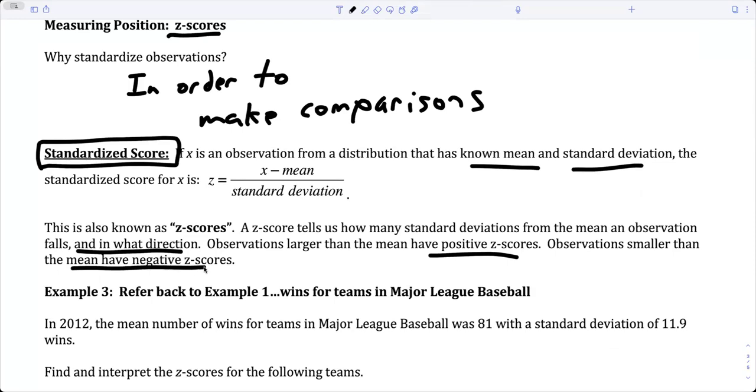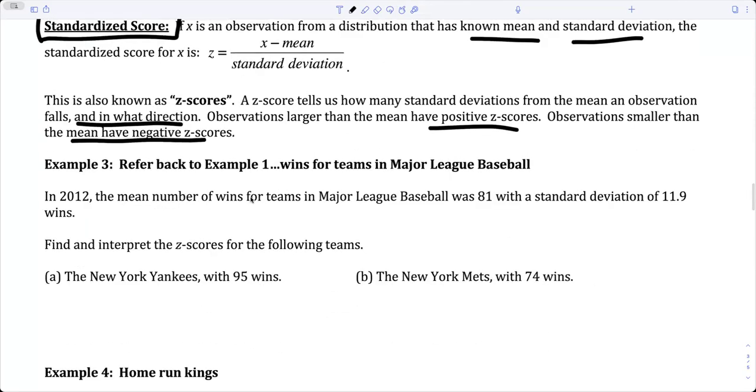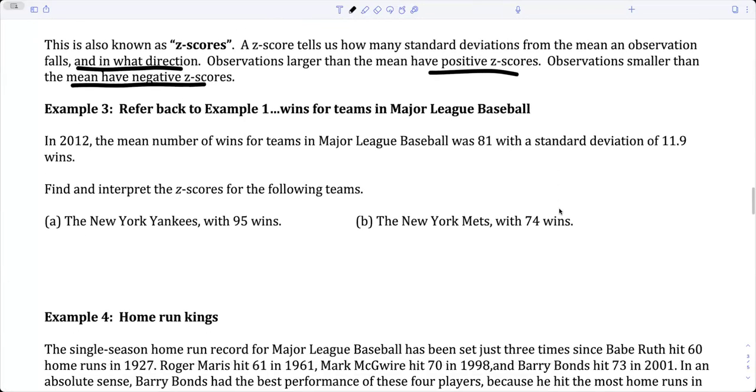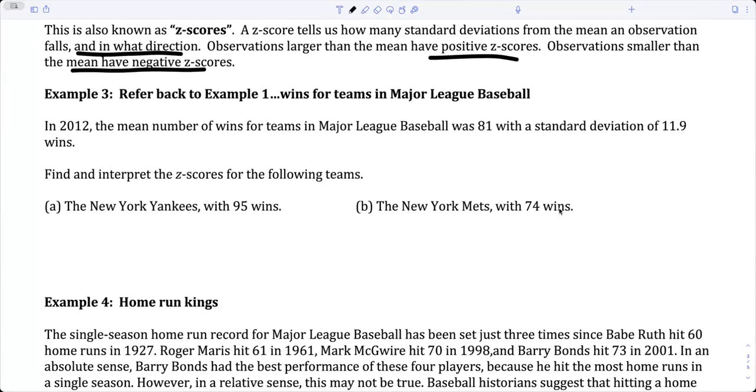Okay, refer back to example 1. Wins for team in Major League Baseball. In 2012, the mean number of wins for teams in Major League Baseball was 81, with a standard deviation of 11.9 wins. Find and interpret the z-scores for the following teams. The Evil Empire Yankees with 95 wins. Okay, so let's find the z-score. Z is going to be X minus mean over standard deviation.